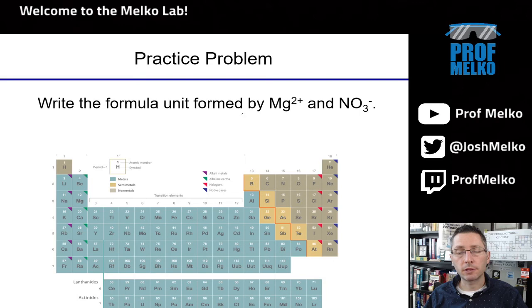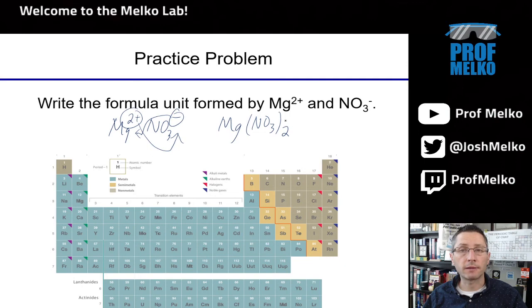What is the formula unit for the compound when magnesium 2+ combines with NO3-, which is nitrate? Again, the crossover rule suggests magnesium gets this 1, and nitrate gets a 2. But I realize now that nitrate is a polyatomic, so I'm going to put it in parentheses before I write this subscript 2. And so here is the formula for magnesium nitrate.